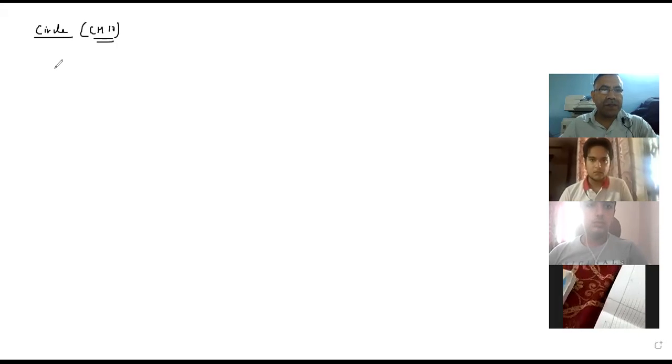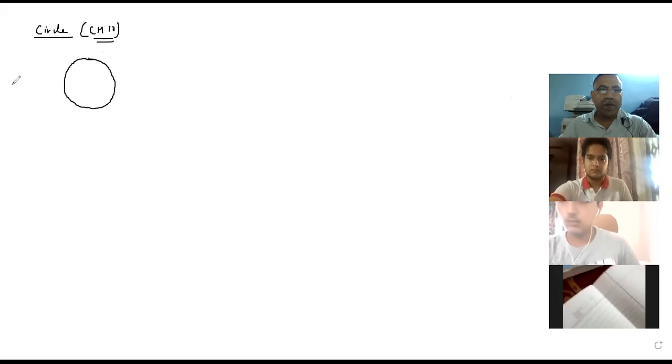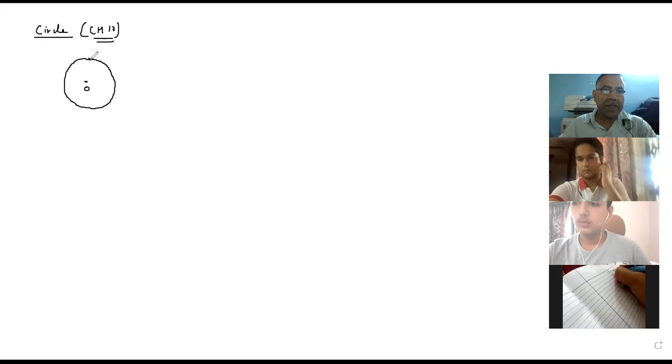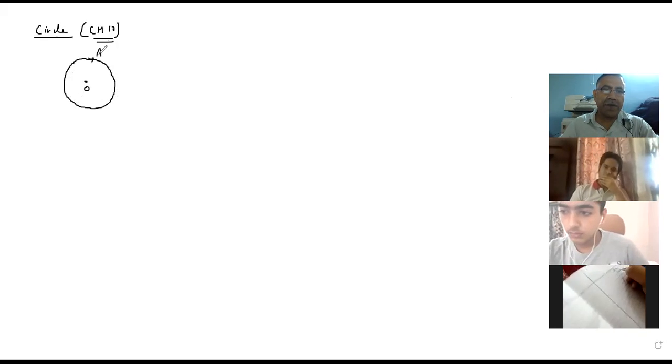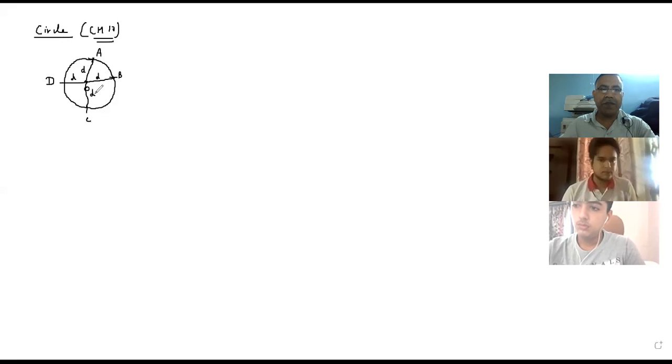See, first, all of you know what a circle is. A circle is a set of points which have a fixed radius from the center O, and every point on the circumference has a fixed distance. Suppose there is one point A on the circumference, another point B, another point C, another point D. Every point on this circle, the distance from O to B, O to C, O to D, is fixed everywhere. So this is called a circle.